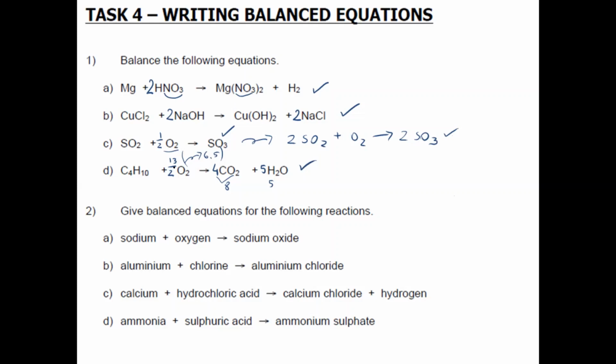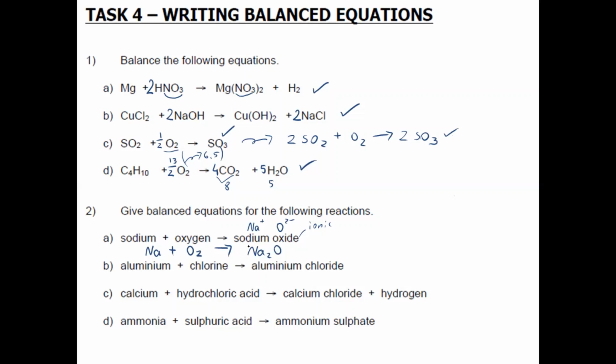Okay, in the next question, they ask you to write the balanced equation, but you're only given a word equation, so you need to work out the whole thing for yourself. Right, so sodium is Na, oxygen is O2, and we get sodium oxide. Sodium is Na+, this is an ionic substance, and oxide is O2 minus, so I'm going to need to have Na2O.